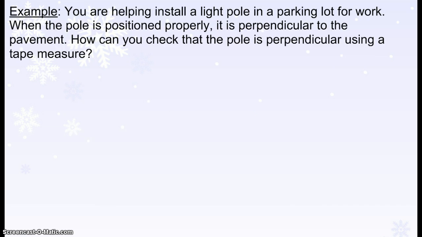All right, so you are helping to install a light pole in the parking lot for work. When the pole is positioned properly, it is perpendicular to the pavement. Otherwise, we've got some weird light poles going around. Right. How can you check that the pole is perpendicular using a tape measure?